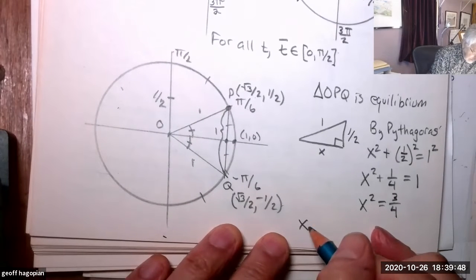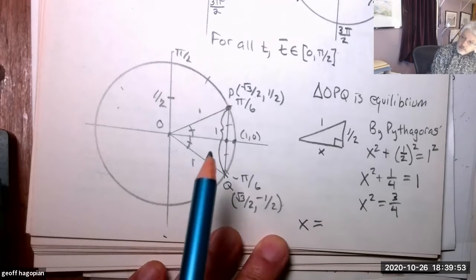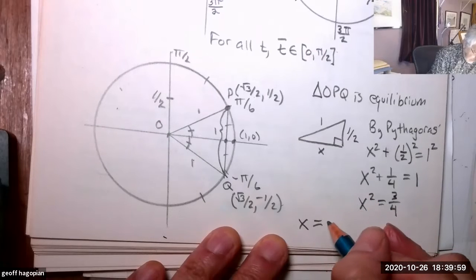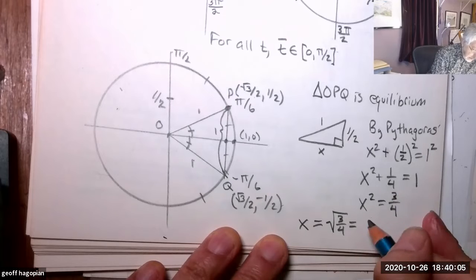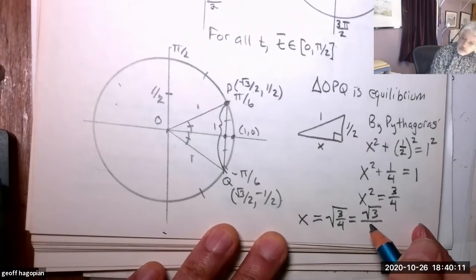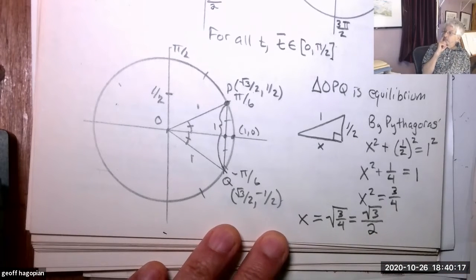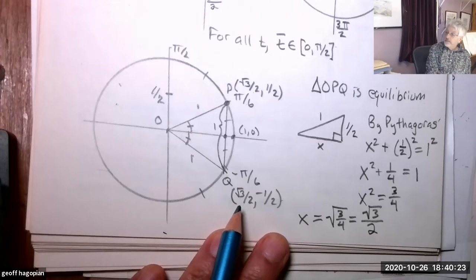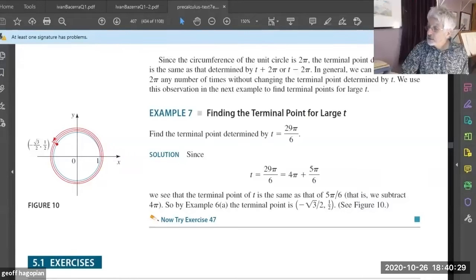Well, let's give ourselves a little space here. x could be plus or minus the square root of 3/4, but we're obviously here in either quadrants 1 or 4 where x is positive. So I'm going to take the positive square root of 3/4, and I'm going to say that the square root of a ratio is the ratio of square roots. So on the top I have the square root of 3. At the bottom I have the square root of 4, but that simplifies to 2, right? So that's how we get the square root of 3 over 2. Okay, and so that's the terminal point associated with pi over 6.